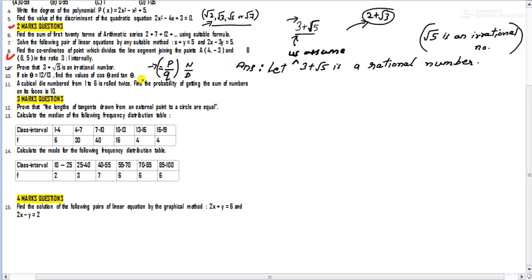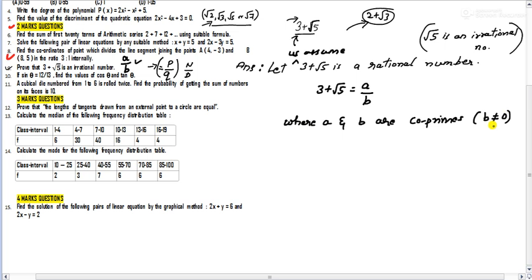If it is a rational number, we can write it in the form of numerator by denominator, a by b or p by q, any form. So I can write 3 plus root 5 as a by b, correct? We have assumed it is a rational number, so it can be written in this form. Here a and b are co-primes. This is very important. And b is not equal to 0. Got it? This is a very important step.